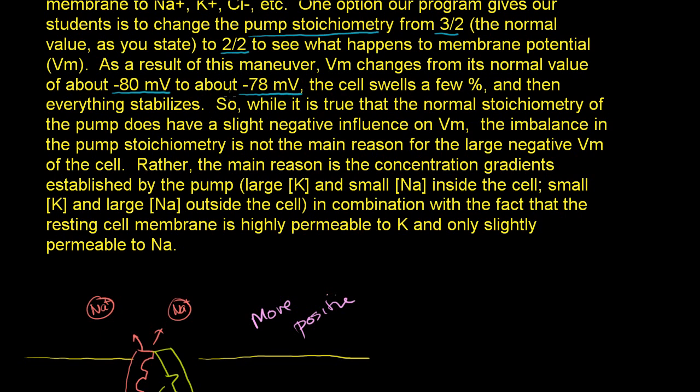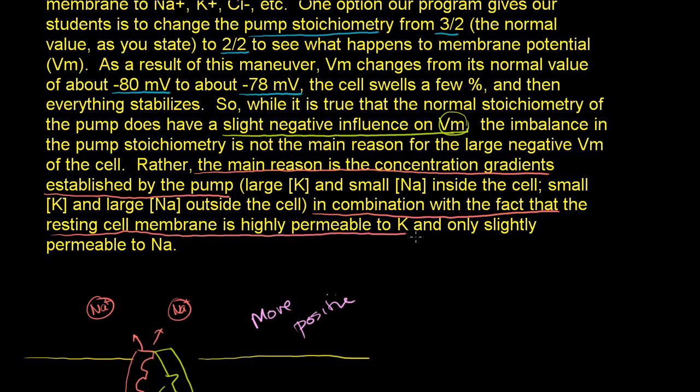So then he goes on to write, so while it is true that the normal stoichiometry of the pump does have a slight negative influence on the membrane potential, that's just the voltage across the membrane, the imbalance in the pump stoichiometry is not the main reason for the large negative membrane potential of the cell. Rather, and let me underline this, the main reason is the concentration gradients established by the pump in combination with the fact that the resting cell membrane is highly permeable to potassium and only slightly permeable to sodium.